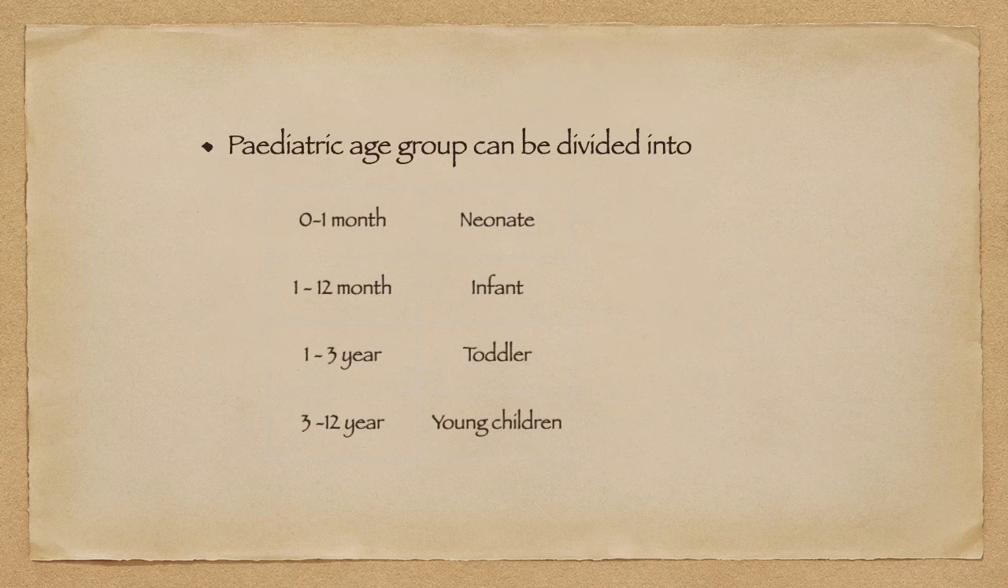So, how can you divide the pediatric age group? You can divide them into neonate, infant, toddler, and young children. 0 to 1 month, or exactly 28 days, are neonates. Then 1 month to 12 months they are called infants, 1 to 3 years they are called toddlers, and 3 to 12 years they are young children. The physiology changes very rapidly in this age group.